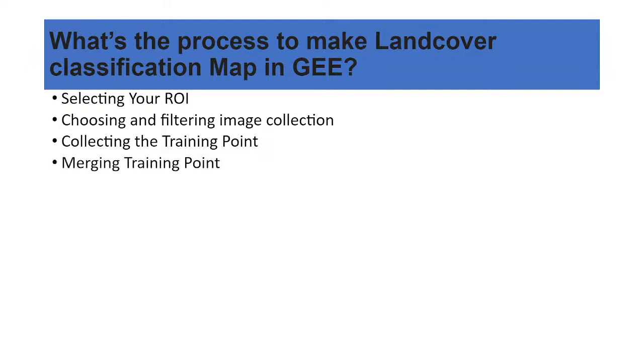And then we also merge the training points. After collecting the training points, I need to merge all of those training points together. From these training points, I extract the spectral signature, or band pixel values. Suppose for water body I extract the pixel value, for forest I extract the pixel value, or for built-up area I extract the pixel value. So from all of these training points, I extract the pixel values.